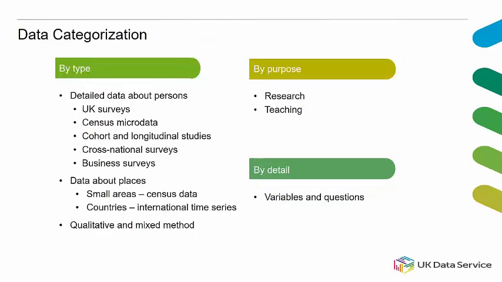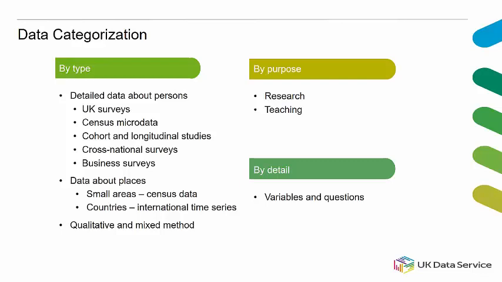So before we get stuck into the data types mentioned on the previous slide and how to access them, I'd like to touch on data categorization quickly. There are various ways we categorize data. One of these is by type, data on persons in the form of surveys. Another type is data on places, such as census data for small areas or international time series data for countries. And finally, the qualitative data and mixed methods data we mentioned previously.